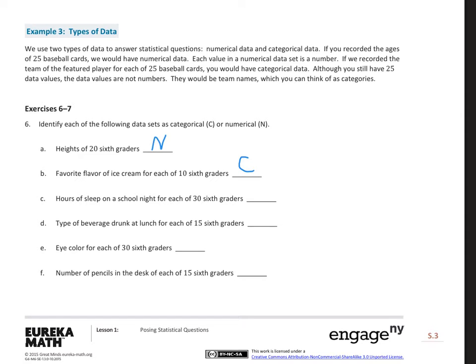All right, C, what do you think? That's going to be numerical. Hours is time. Type of beverage. Yep, categorical. Eye color. Categorical. And number of pencils. That's going to be numerical because we have to count them. And we're not categorizing the pencils, we're just counting them. They're all pencils, so how many of them are there? So how'd you do on that?